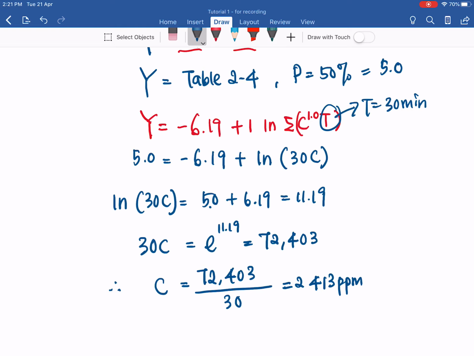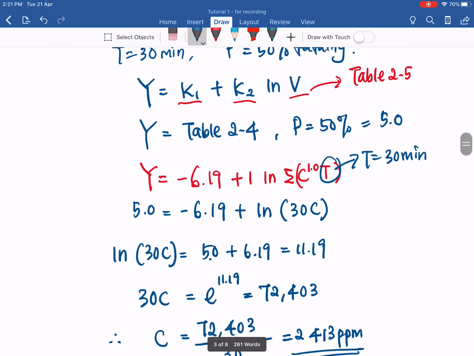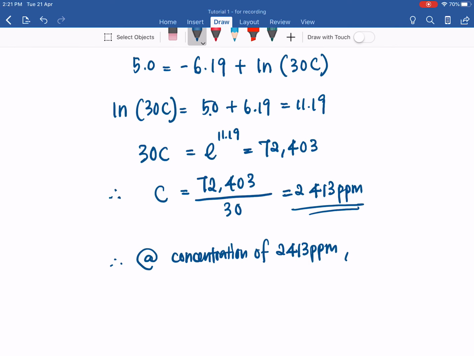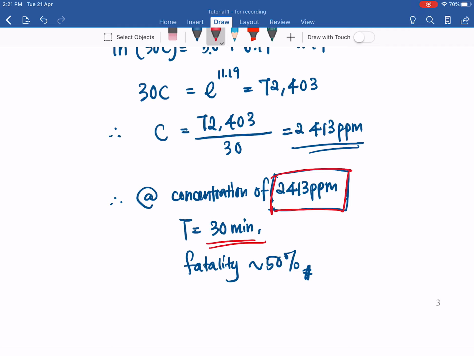In this case, you have 2413 ppm. So what does this mean? At a concentration of 2413 ppm of ethylene oxide in the air, if people are exposed for a duration of 30 minutes, the fatality is expected to be 50%. So if we look at this value as an engineer, we either need to reduce these concentrations or reduce the duration of exposure so that we can reduce the percentage of fatality.